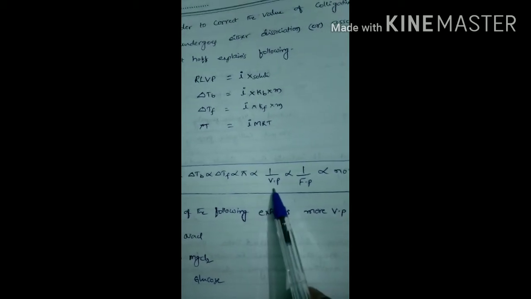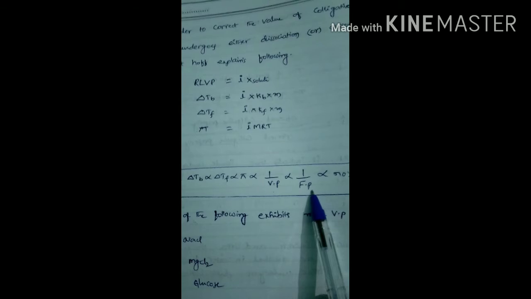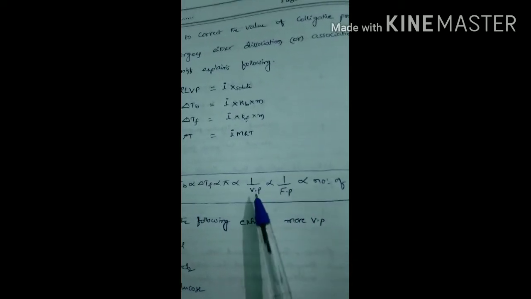Here some more points are there. VP means vapor pressure. FP means freezing point. Depression in freezing point is a colligative property but not freezing point. So vapor pressure and freezing point both decrease when the number of particles increases. I told you already in the vapor pressure concept. Vapor pressure means the pressure exerted by vapor when it is in equilibrium with the surface of the liquid. That is called vapor pressure.